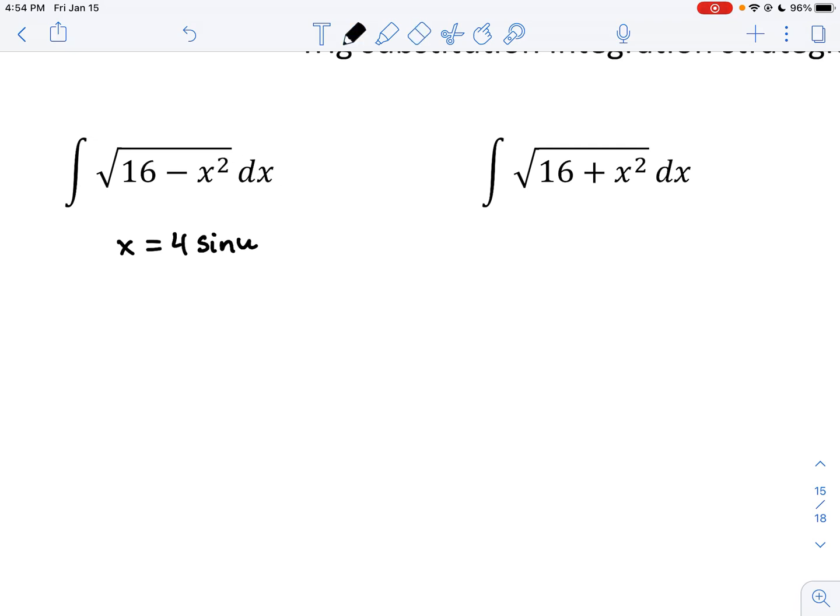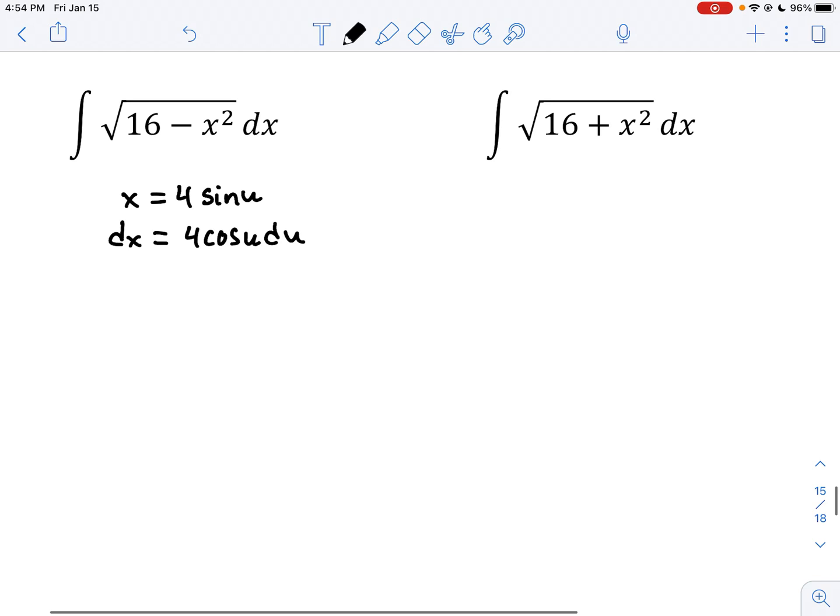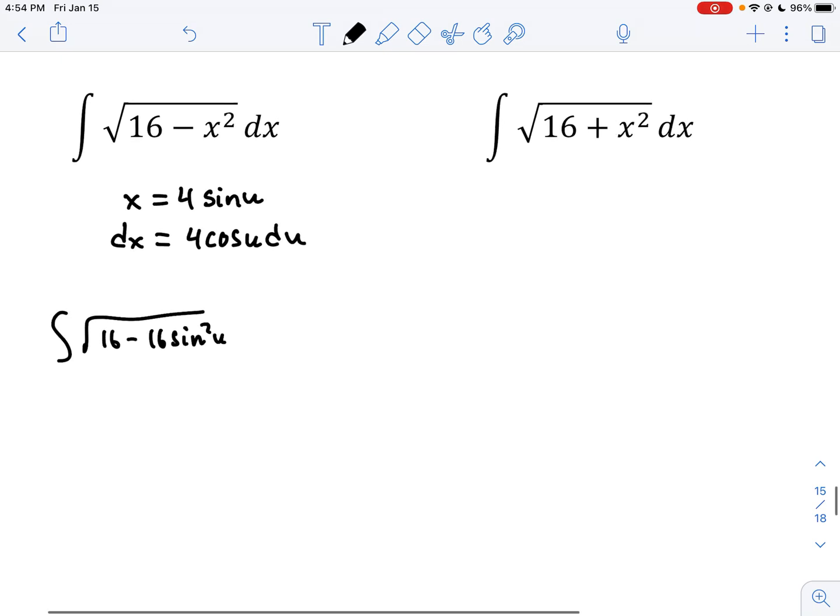However, I have to replace the dx too. So we've got to find the derivative of x with respect to u, which is 4 cosine of u du. Let's make these changes. Change this x to 4 sine of u and then square it. So that's going to be 16 sine squared. So we have a 16 minus 16 sine squared of u. That's all in a square root. And then the dx becomes a 4 cosine of u du.